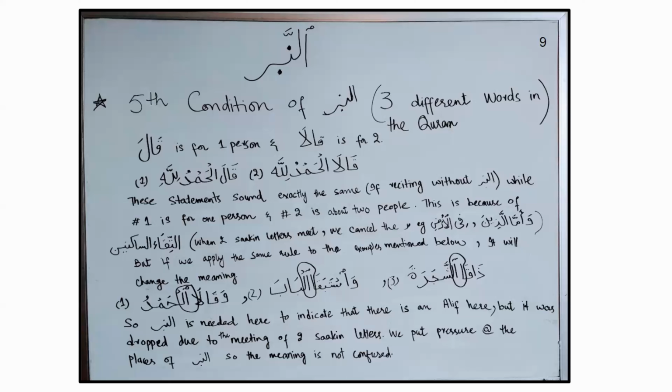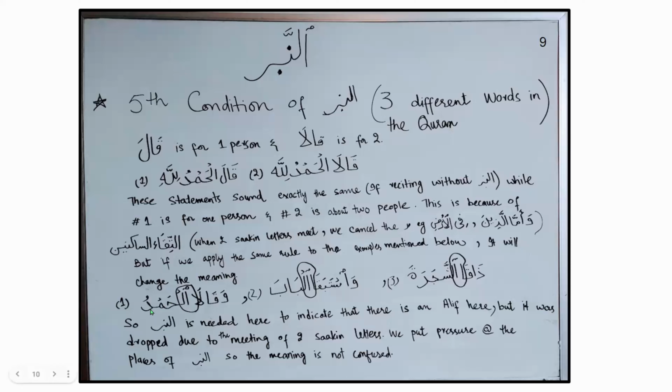And that's why we need to do Nabr here, because Nabr on these three places is an indication that there is an alif indicating two subjects, which is dropped in pronunciation due to the Arabic rule of ittaqa is sakinain. Because without Nabr, the listener may think that the verb is just one male singular instead of two. Nabr is needed here, so we do not change the meaning.